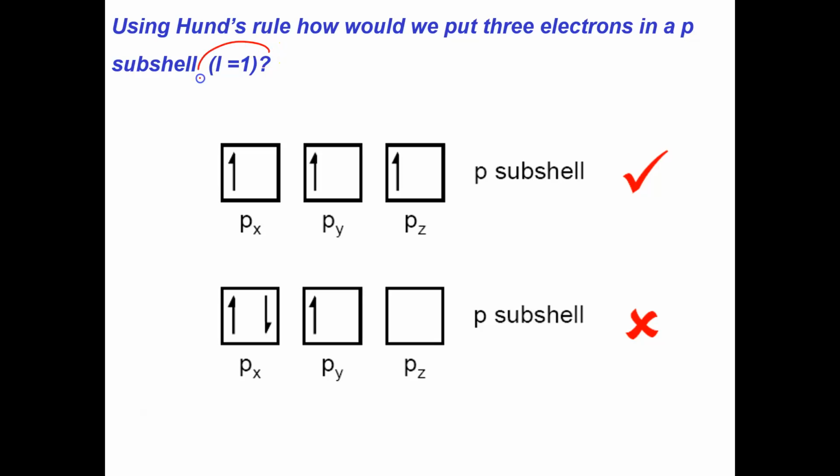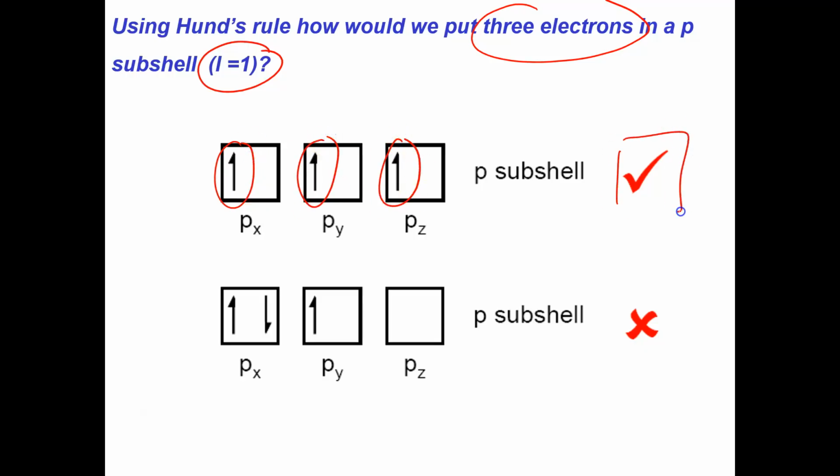Here's a p subshell again. A p subshell has 3 values for ml. So 3 possible orientations, all with the same energy. So a p subshell is made up of 3 orbitals that are degenerate. And if I wanted to put 3 electrons into a p subshell, the correct way of doing it would be to put 1, 2, 3 in each orbital rather than doubling up and then leaving 1 vacant. Okay, that would be the incorrect way of putting 3 electrons into a p subshell.